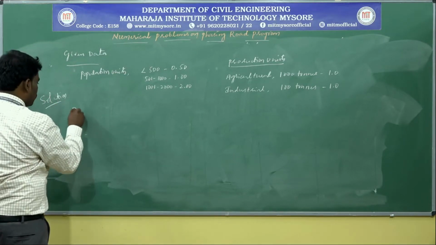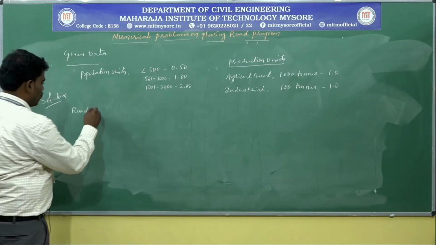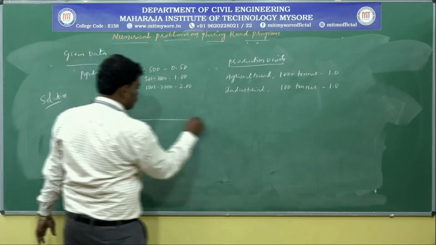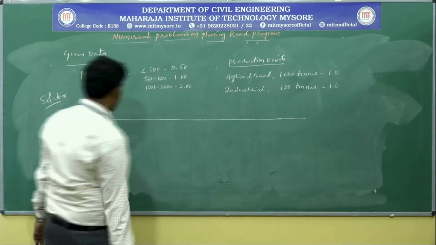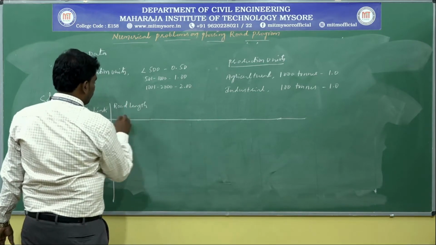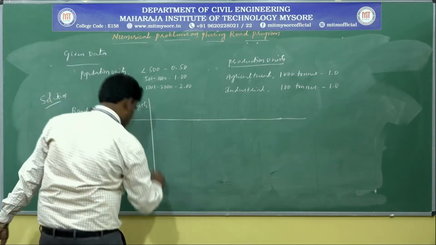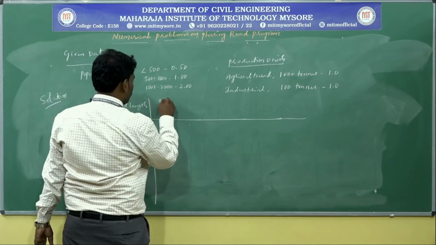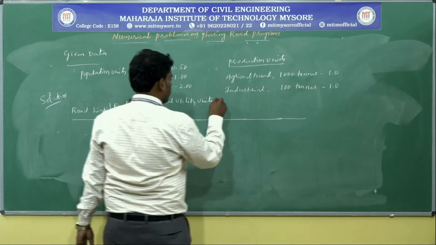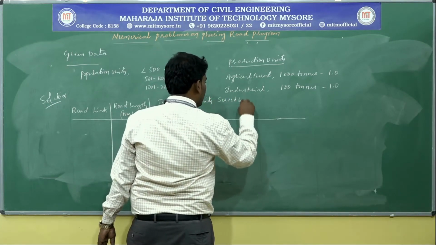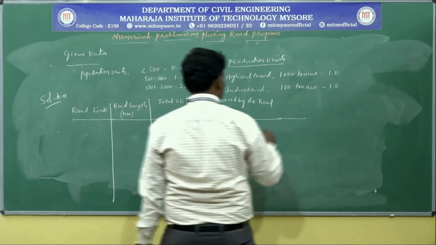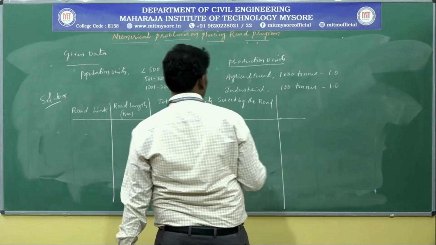Okay, the first column is road link. The second column is road length in kilometers. And the third column is total utility units served by the road.